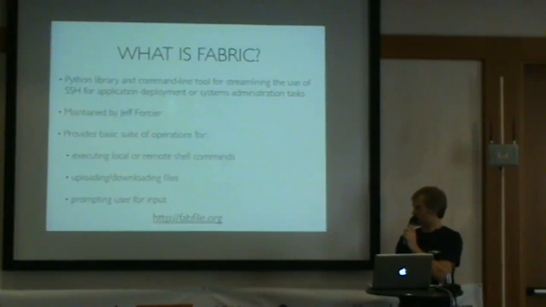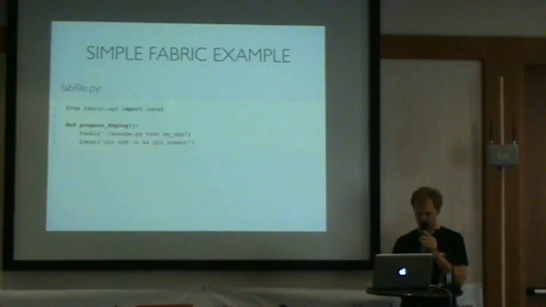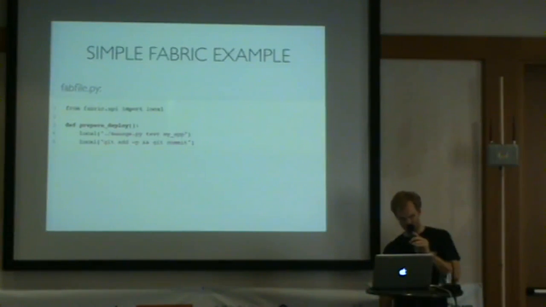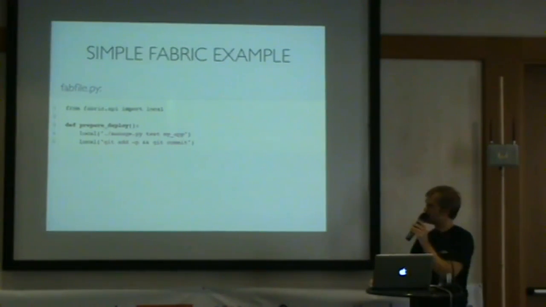So let's just look at a really simple example. If you've ever looked at the Fabric tutorial, you probably recognize some of this. This is not a very good example because I wouldn't really recommend using Fabric to do your git commits, but just for purposes of this example, let's say that you wanted to do that. So this is the fabfile.py. When you start out, you can just use a single file.